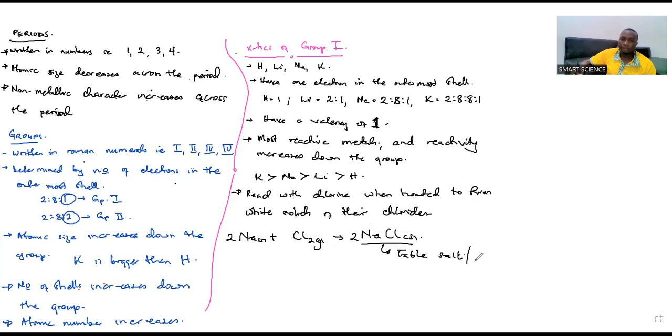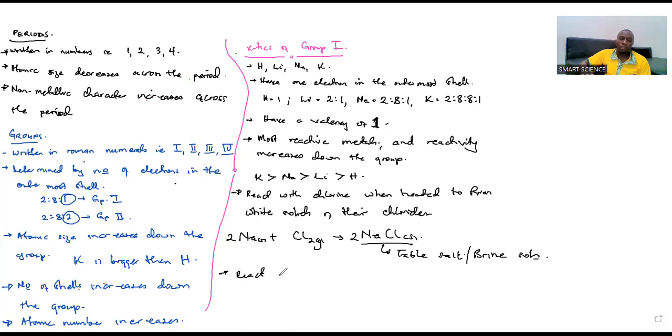And sometimes in solution form, we call it brine. If it is in solution form, it's what we put in our sauce such that it can become tasty. So the sodium chloride we use as our table salt is white. That's why we are suggesting that group 1 chlorides are all going to be white.